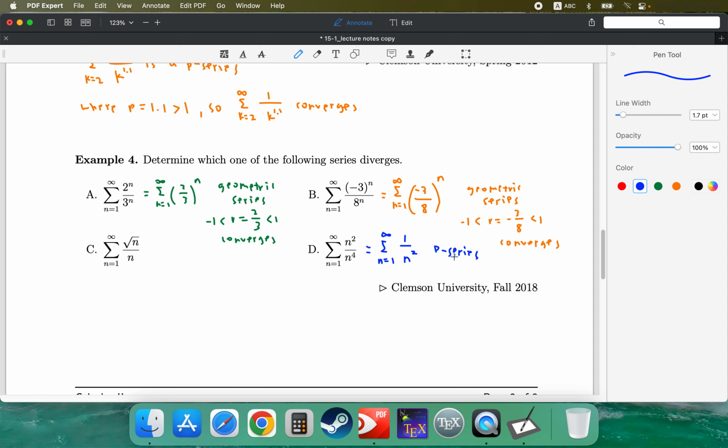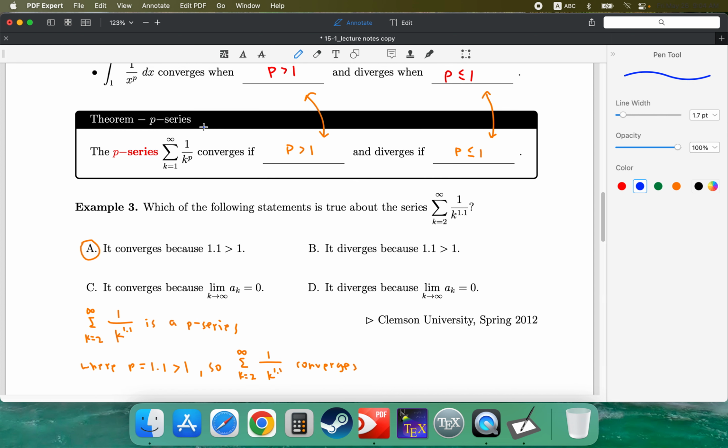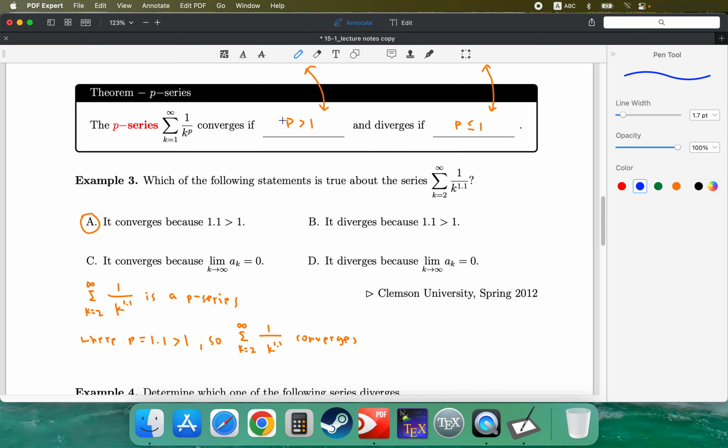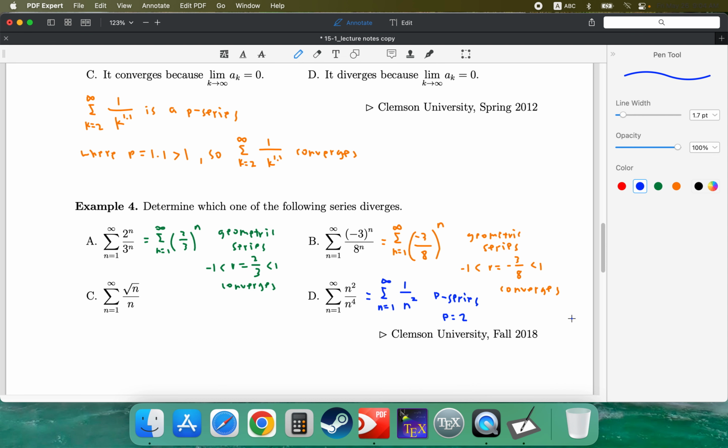And the P value right here is 2, right? The power is 2. Of course, right here you need to simplify first, because for a P series, we want 1 to be on the top. So P value is 2, and we notice that 2 is greater than 1. That means the series will converge. So right here, P equals 2, 2 is greater than 1, so this series converges.